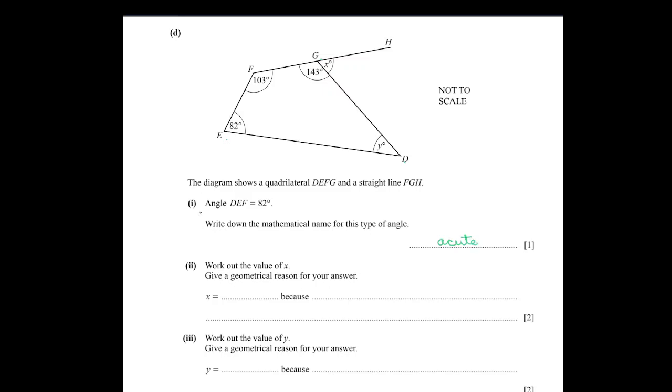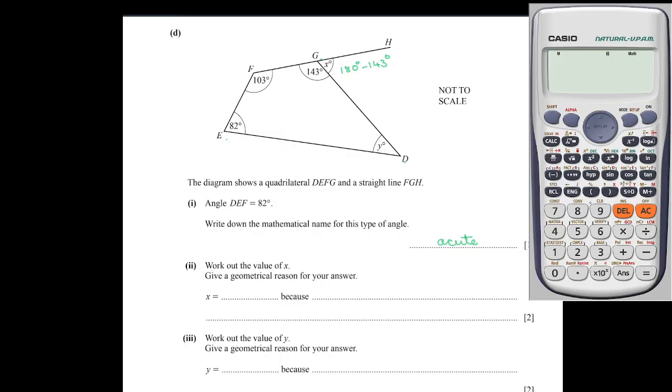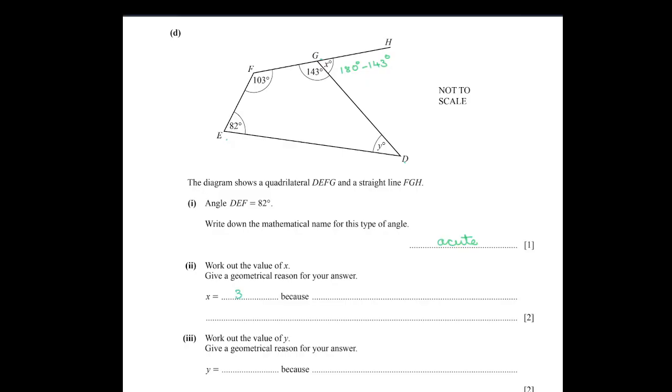Question 1 in D is done, and next, 2: work out the value of x. Give a geometrical reason for your answer. Now this x is part of this straight line. For this straight line FGH, one angle is already there, the other angle we need to find out. So we will do 180 minus 143 because they both are on the straight line. Find it on the calculator: 180 minus 143, we get 37. So that means it is 37 degrees.